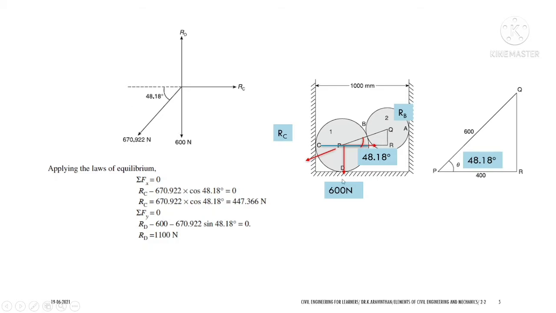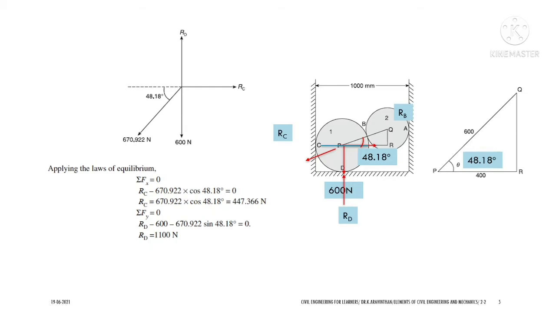The last reaction is RD. RD is acting upward, a purely upward acting force. And what are the unknowns here? RD and RC have to be found. RB has already been found. Since you have 4 forces, we cannot use Lami's theorem here, hence we have to use the laws of equilibrium, that is, summation of Fx equal to 0 and summation of Fy equal to 0. So we have to resolve all the forces vertically and horizontally.